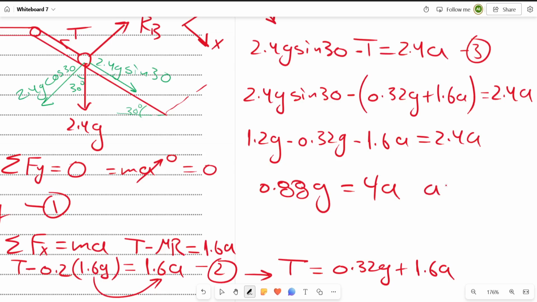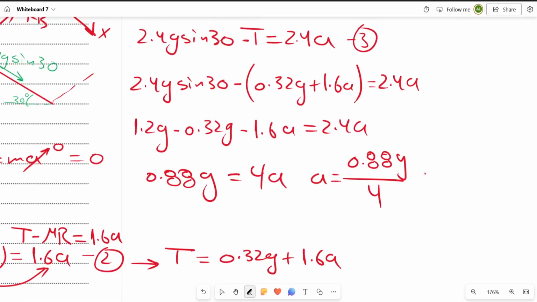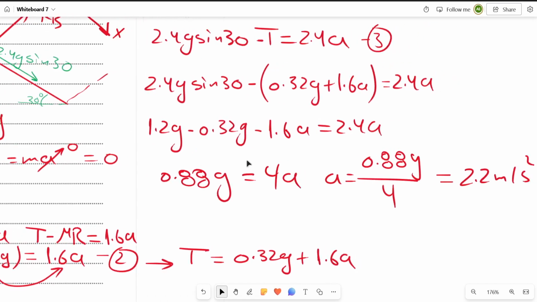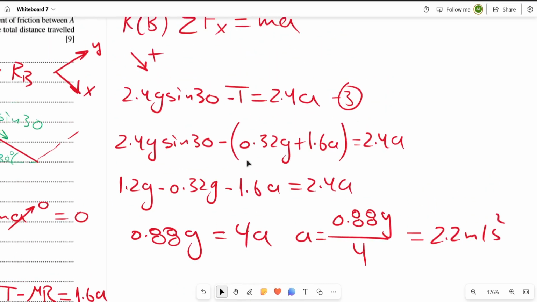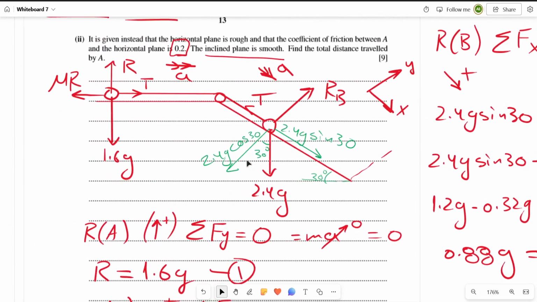4A. So A is going to equal 0.88 G over 4, and I'm taking G as 10, over 4, that's going to give me an acceleration of 2.2 meter per second squared. So this is the acceleration for A and B in the first part. So they're moving with an acceleration of 2.2 meter per second squared.